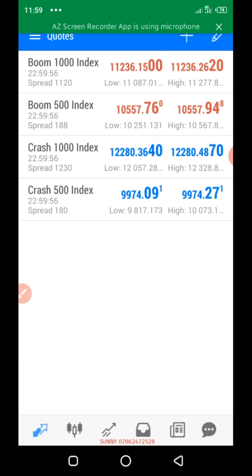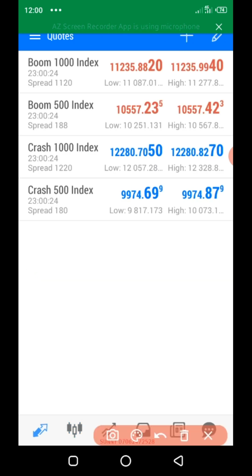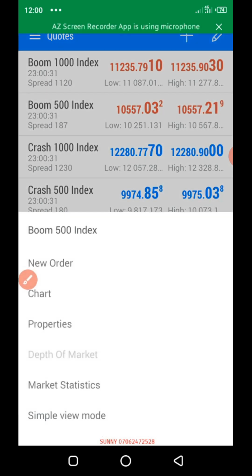Remember, I told you that we only sell in Boom and we only buy in Crash. So we don't buy in Boom and we don't sell in Crash. First thing, when you go to your charts, you click on your chart. Let me select the indices I want to check. Let me go to Boom 500. So I'm going to click on Boom 500 and go to the Boom 500 charts.